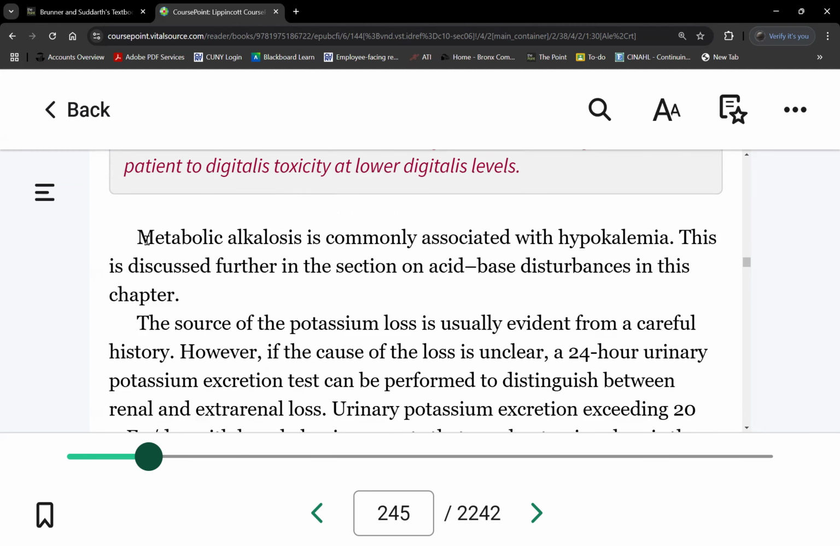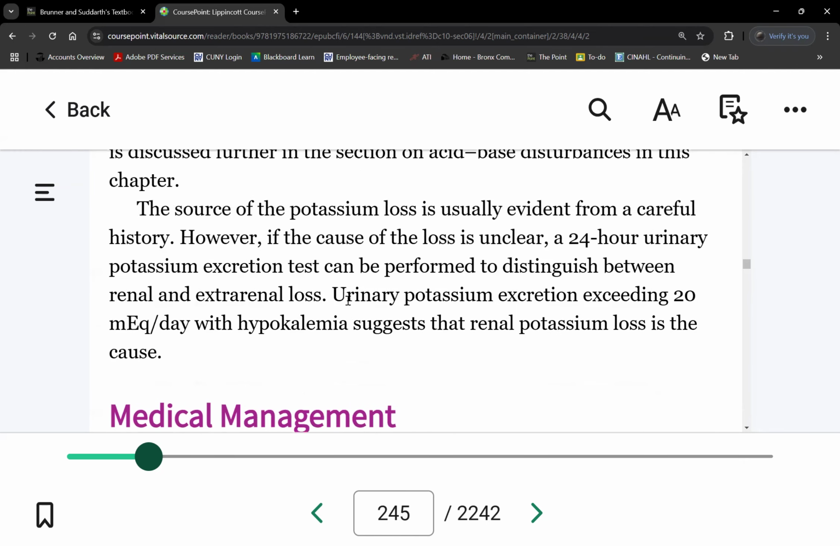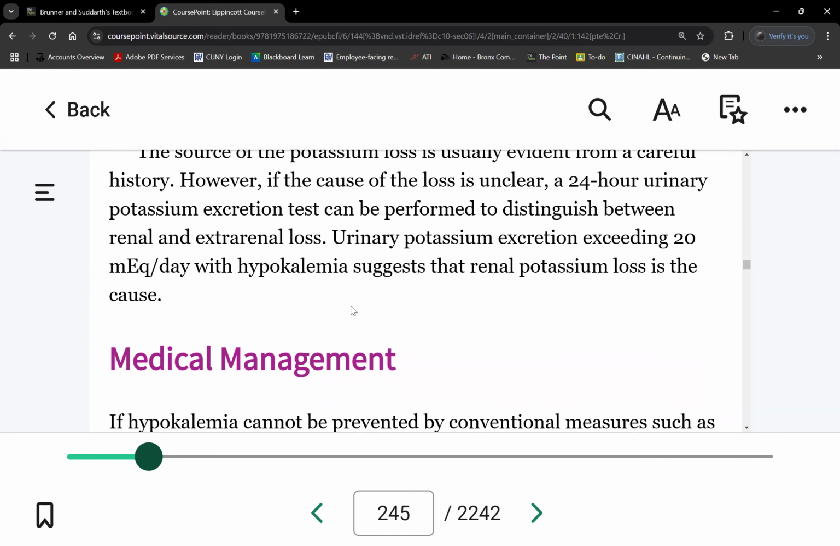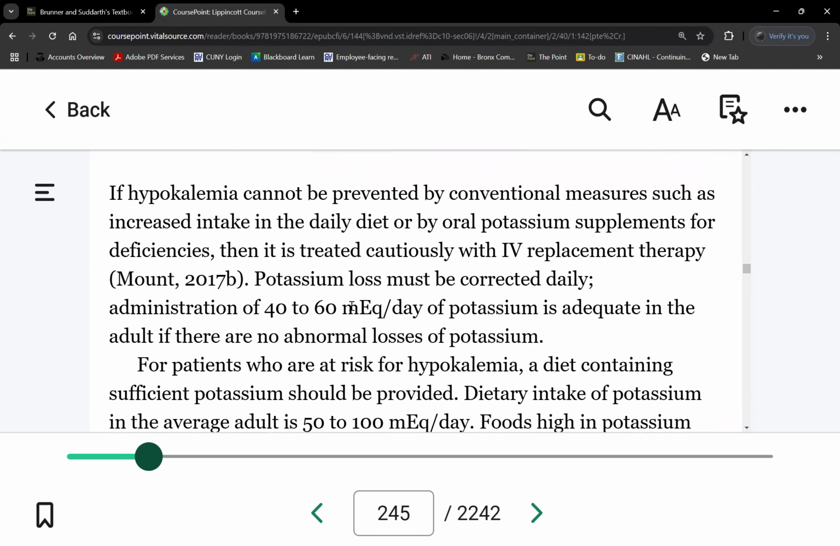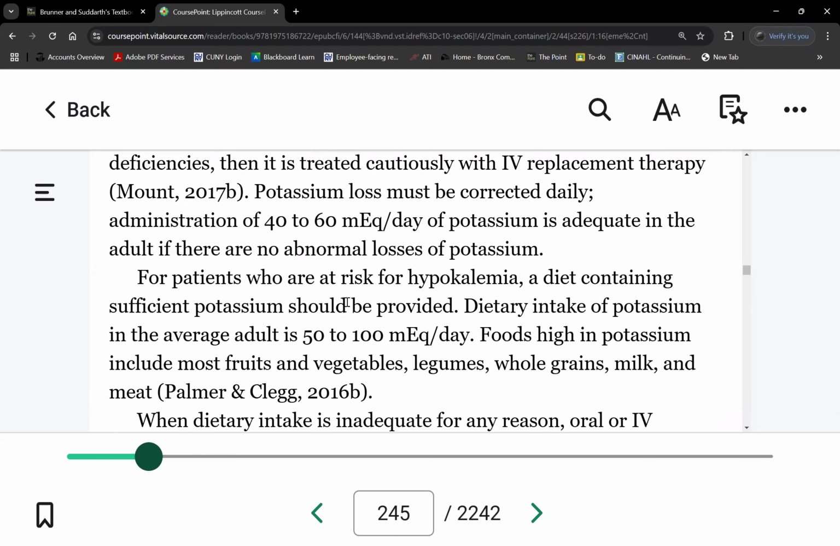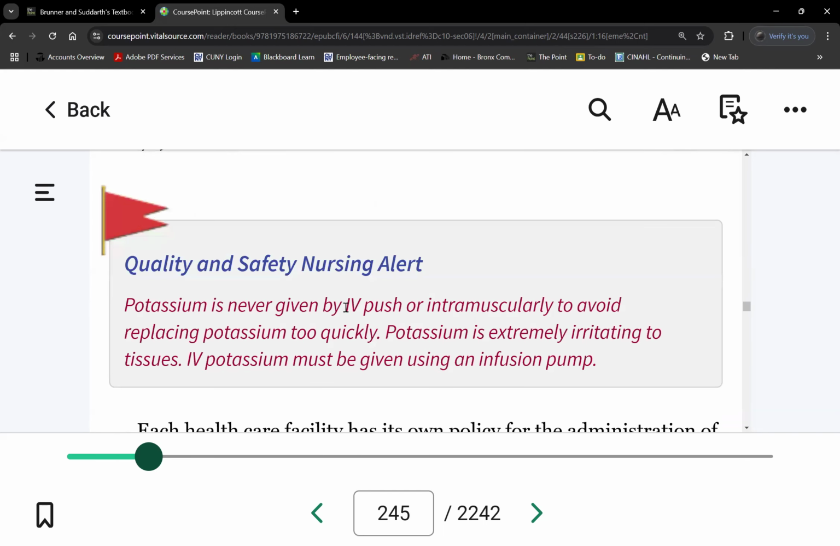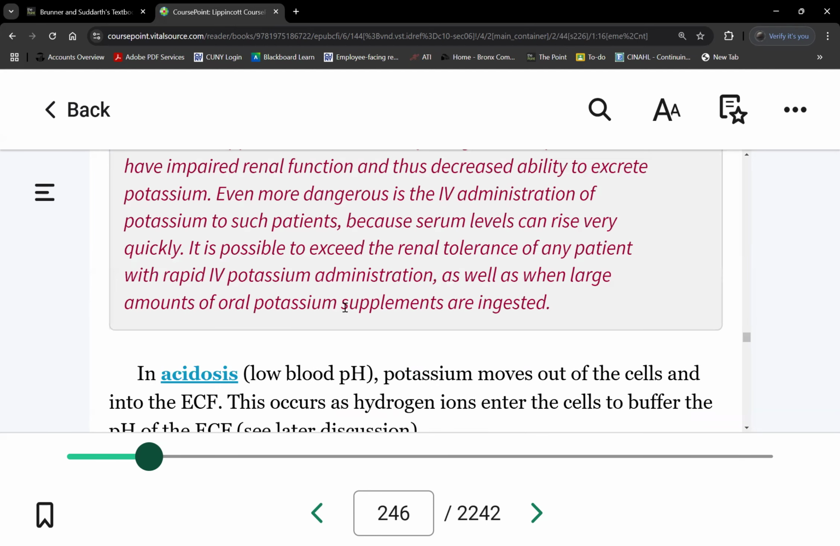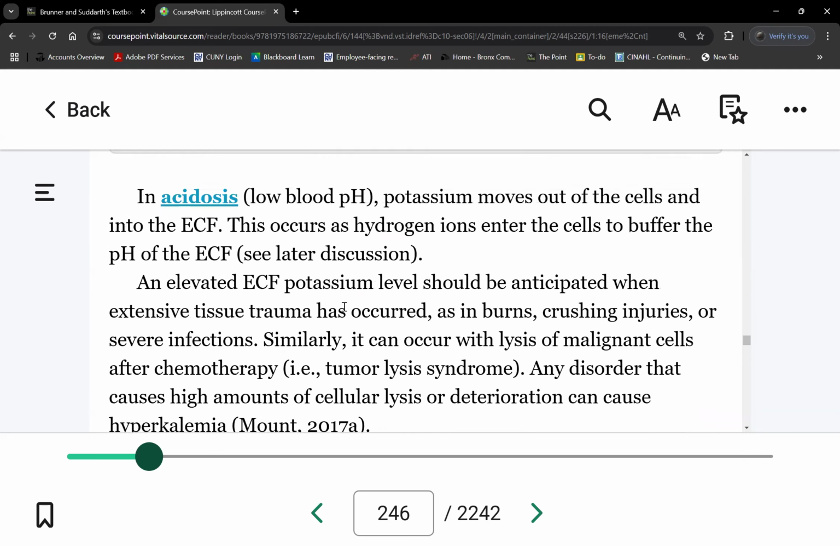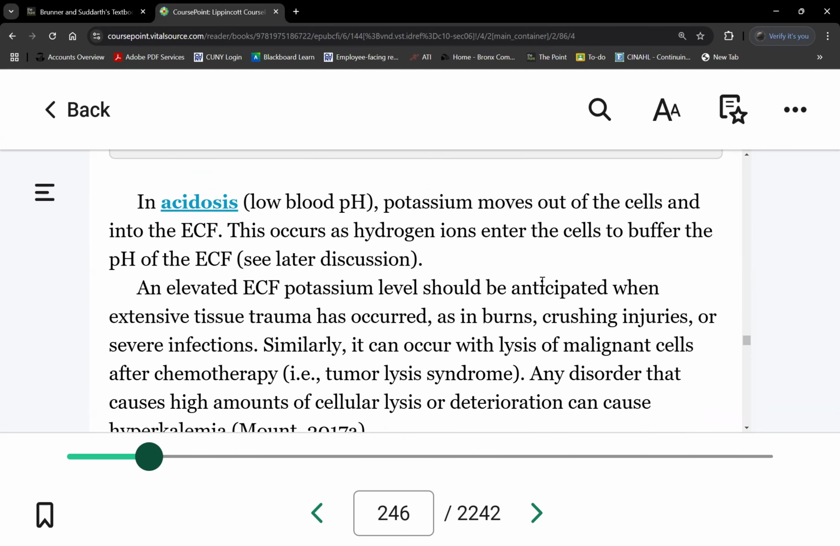I already mentioned the kidneys. So with any kidney failure patient, always assume hyperkalemia. Whether it's acute or chronic kidney disease, the main and most life-threatening problem is hyperkalemia. It just depends on how bad. I also mentioned acidosis, so any acidosis will cause hyperkalemia.